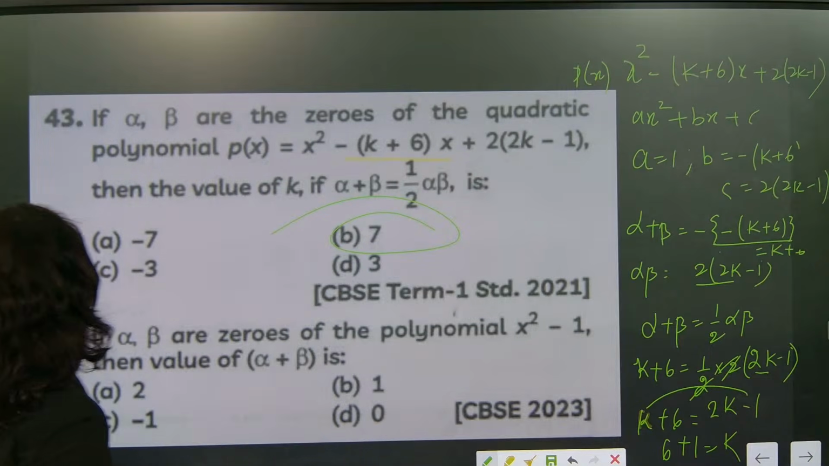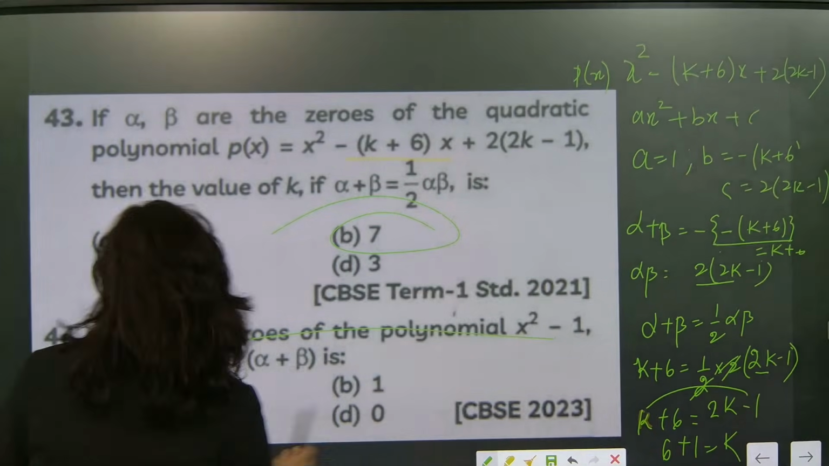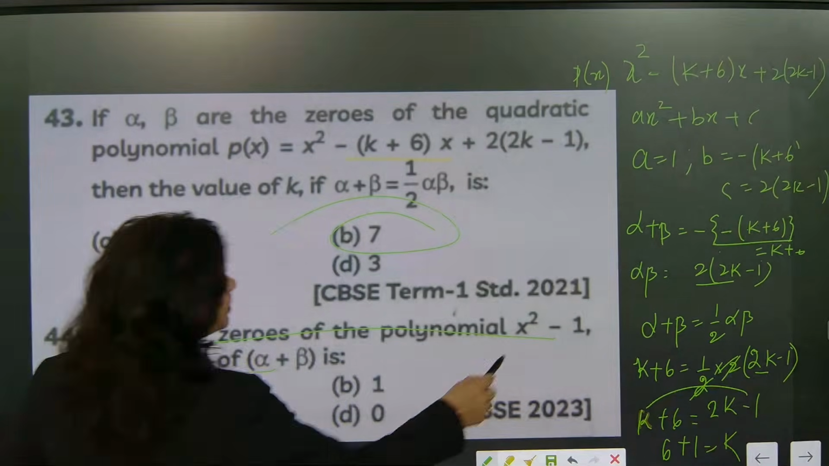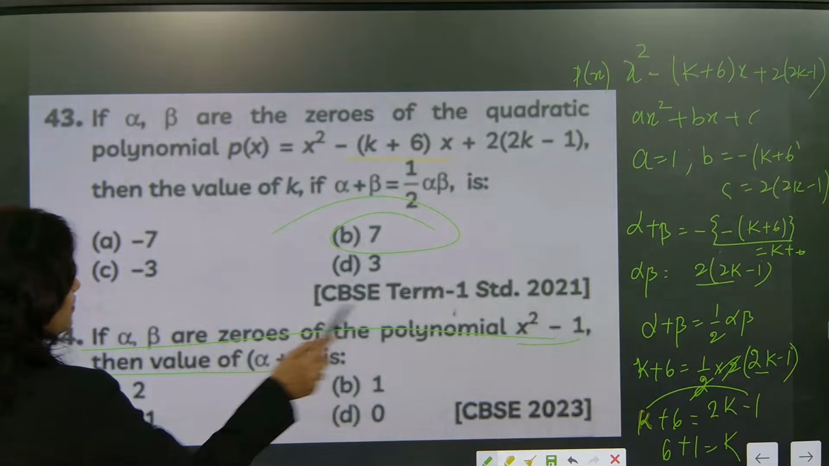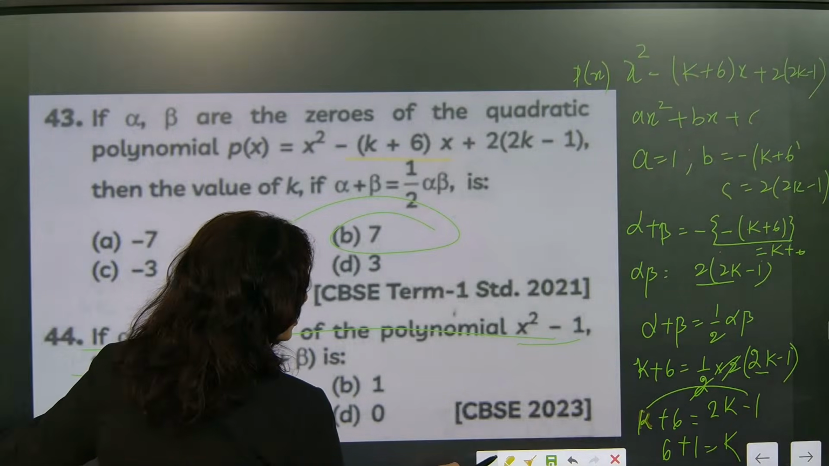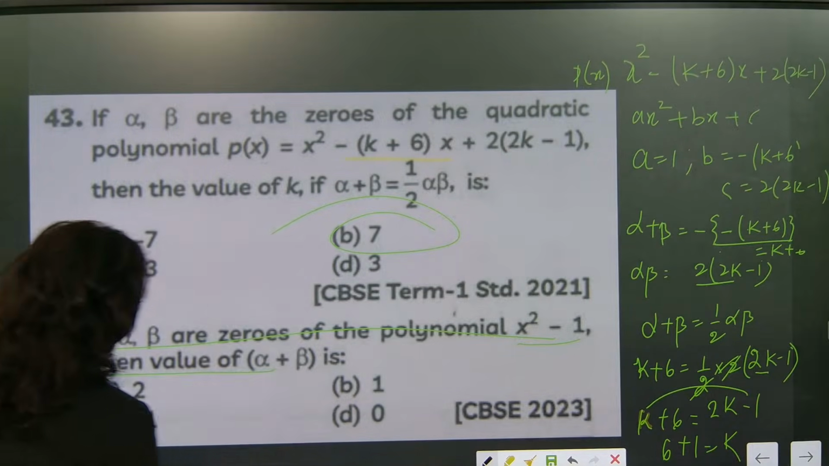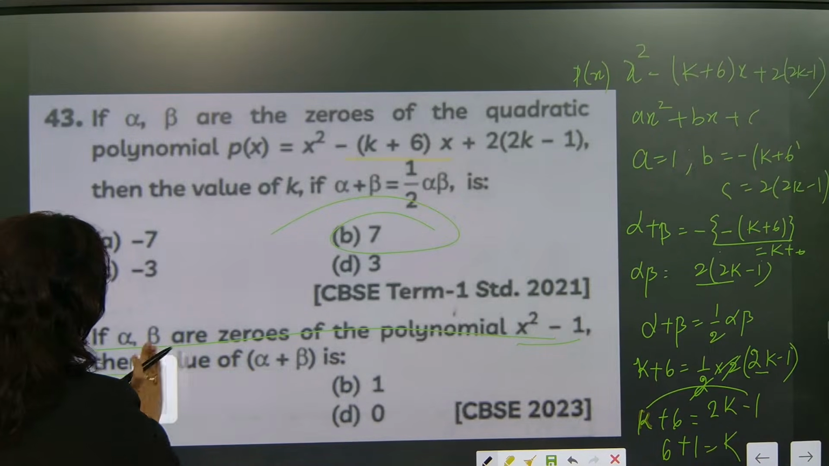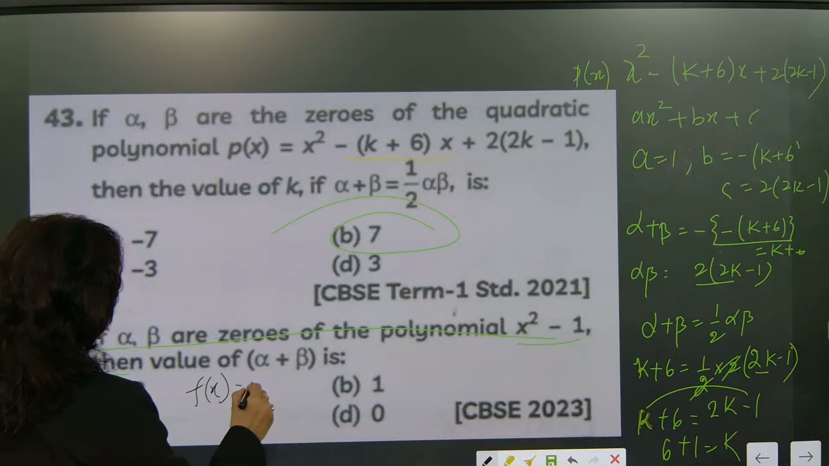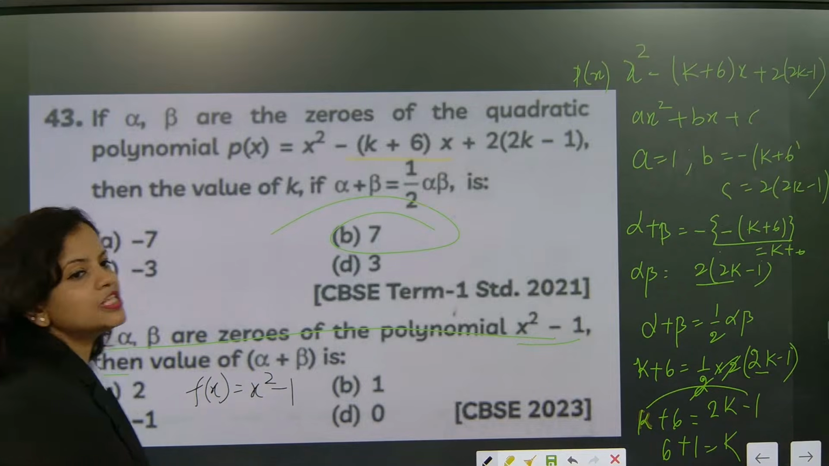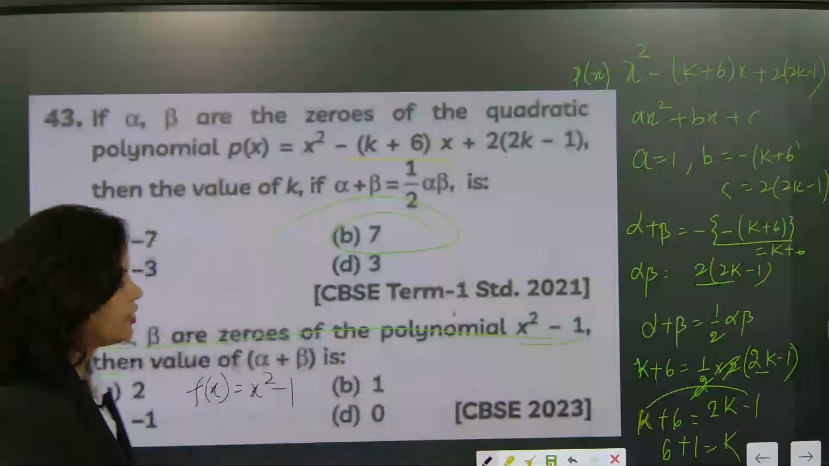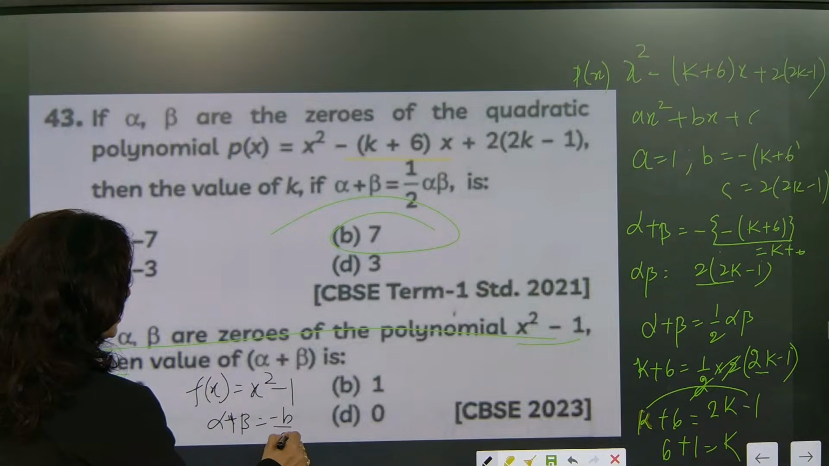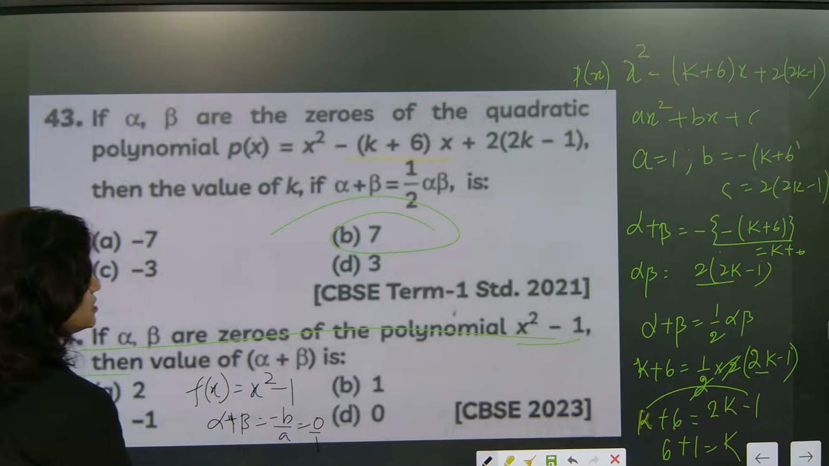Last question is what, beta? Alpha and beta are the zeros of polynomial x squared minus 1. Then see, here the most important thing is when x squared minus 1 is there, are we going to solve this question? We are not going to solve this question. Technique used: you are going to say that x squared minus 1 is there. So f of x is coming as x squared minus 1. The x part is 0, b part is 0. So alpha plus beta is minus b by a. So it is coming as 0 by 1. So answer is coming as 0.